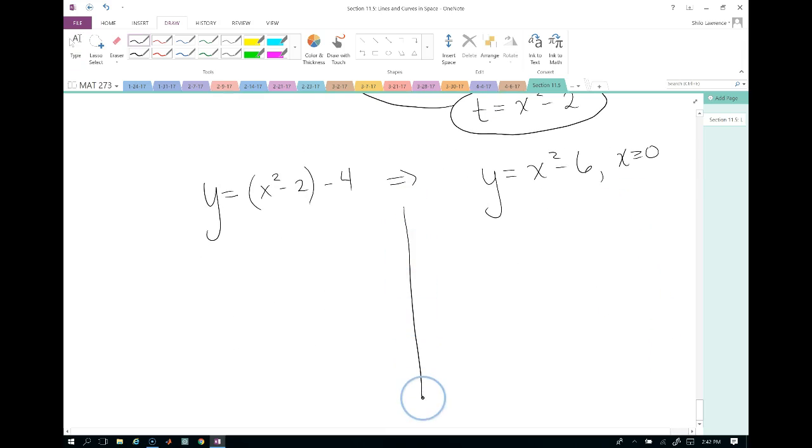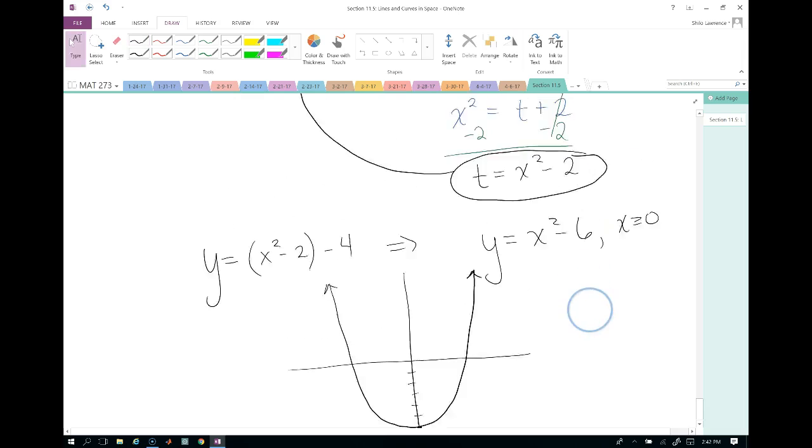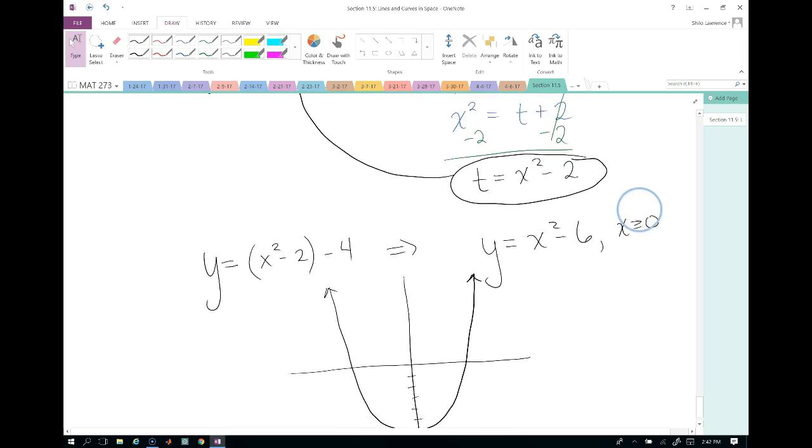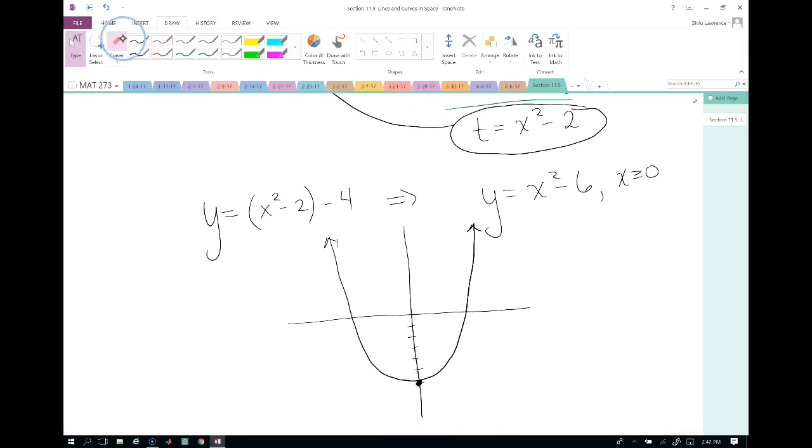And when we look at this graph, this is a parabola with its vertex at negative 6, 0. This is the entire graph. But remember, we can't generate those negative x values because a square root will always get a positive answer. So we're actually only going to use part of this graph. And we're only using the part when x is positive.